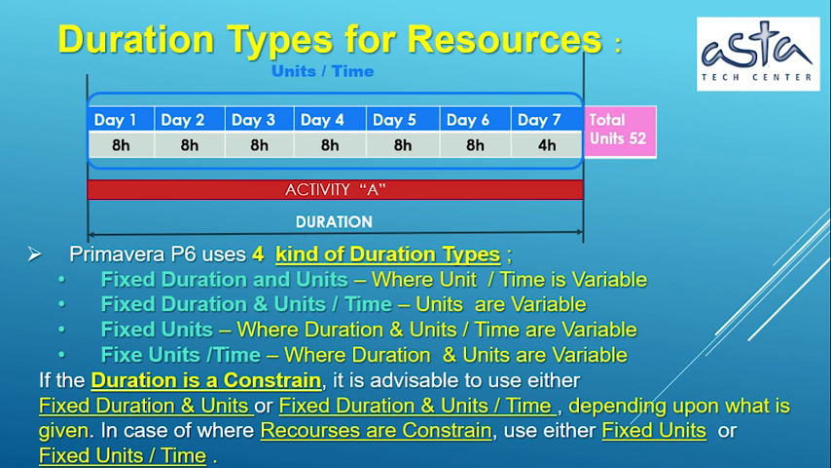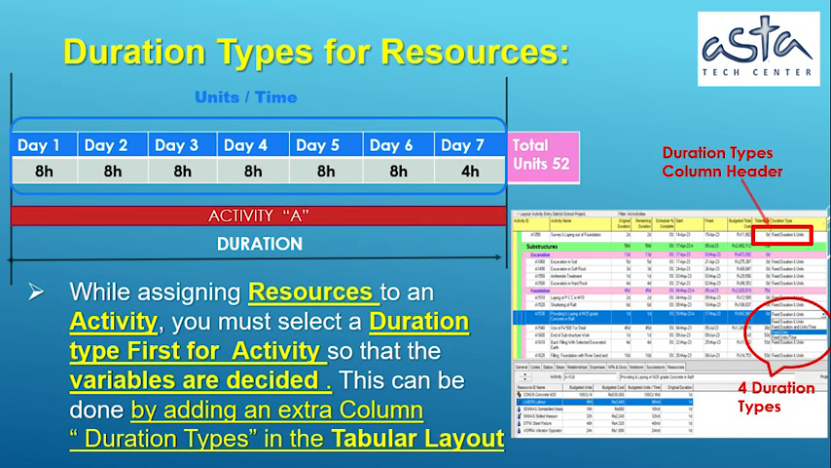If the duration is constrained, it is advisable to use either fixed duration and units or fixed duration and units per time, depending upon what is given. In case where resources are constraints, use either fixed units or fixed units per time. While assigning resources to an activity, you must select a duration type first for the activity, so that the variables are decided.